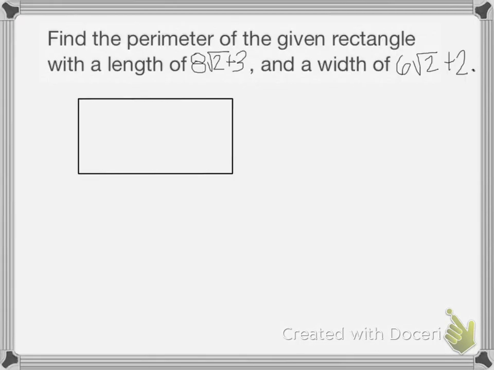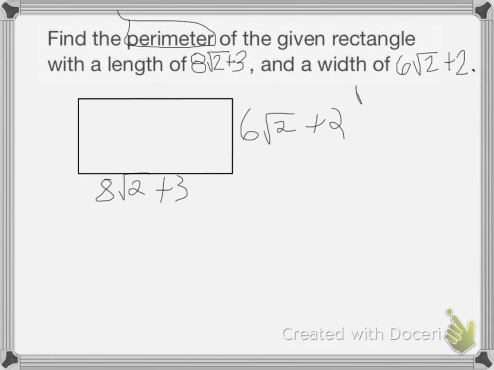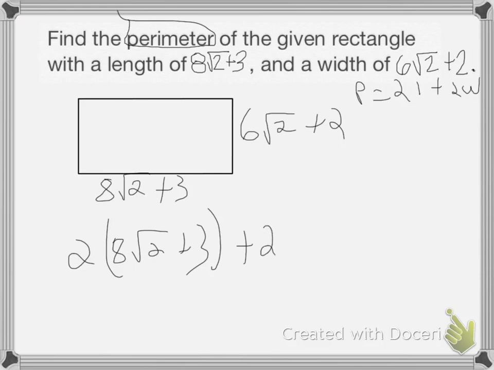So now let's practice on what we just learned. Find the perimeter of the rectangle, the length of 8 square root of 2 plus 3, and the width of 6 square root of 2 plus 2. And so the formula is P equals 2L plus 2W. And so 2 times 8 square root of 2 plus 3 plus 2 times 6 square root of 2 plus 2.